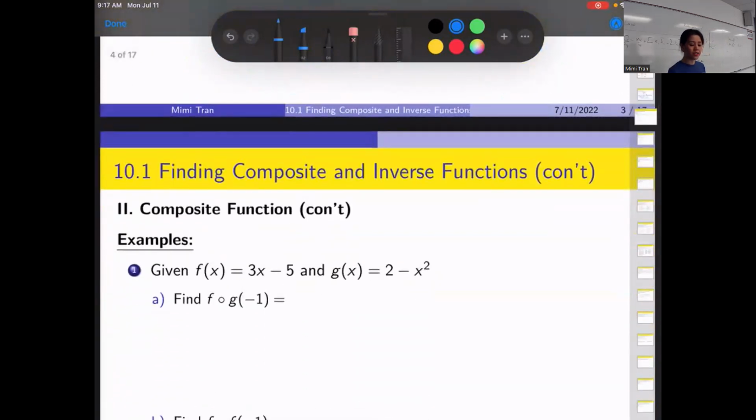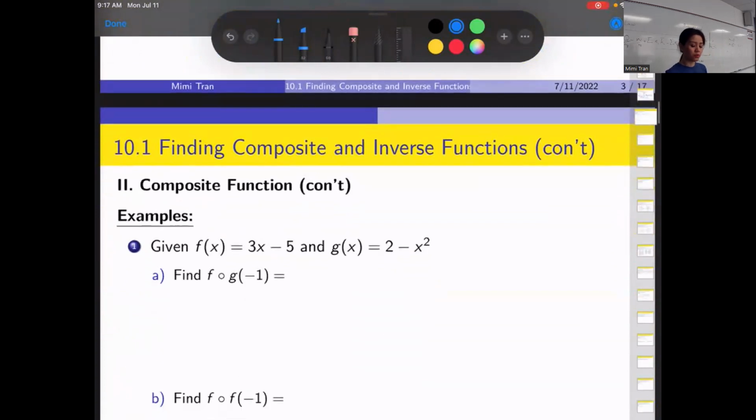Given F of X equal 3x minus 5 and G of X equal 2 minus x squared, I want you to find F composite G of -1. Now, if I was you on the exam, I promise you will have something like this, guarantee. I would rewrite this in better notation. F is first, so it's the outside function of, and then the inside one is G of X. So G of X is the smaller doll, and F is the bigger doll.